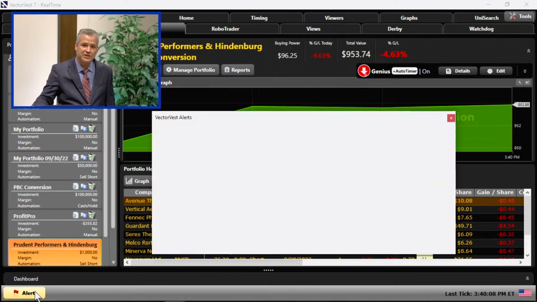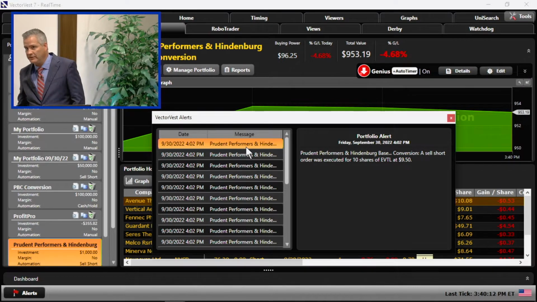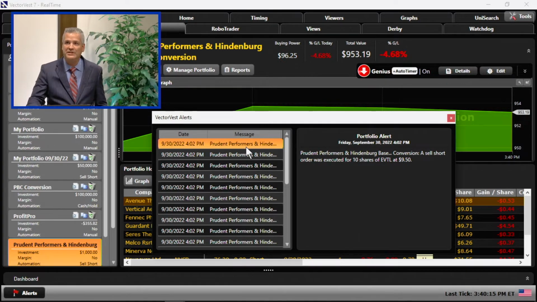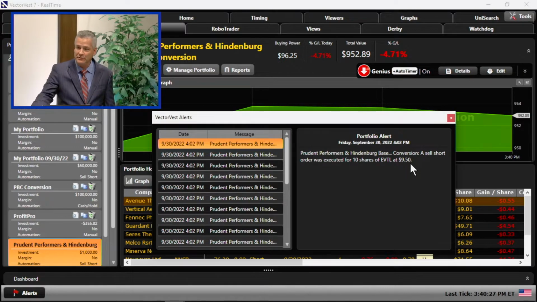The alerts aren't going to show down here right now, but here's what an alert looks like. Let's say we just had a down signal today. All right, it says what we need to do is sell short 10 shares of EVIL at or as close to $9.50 as we can get.